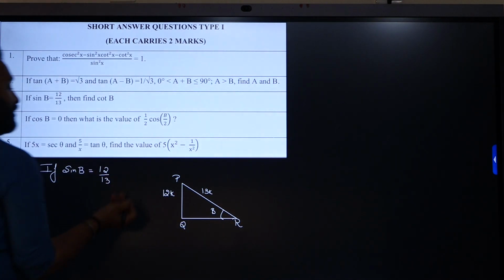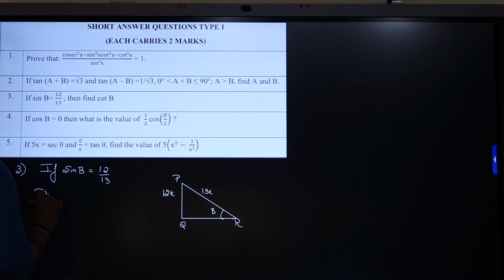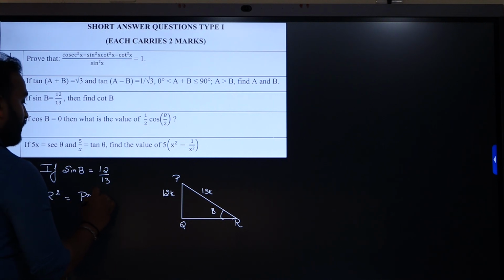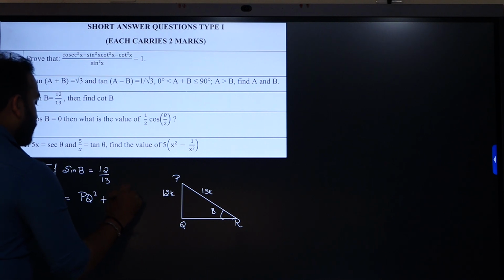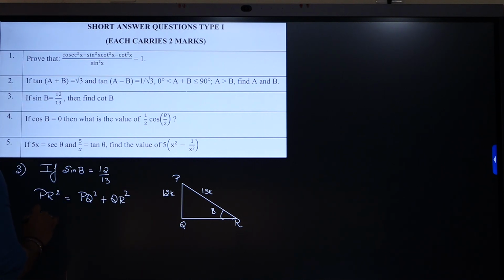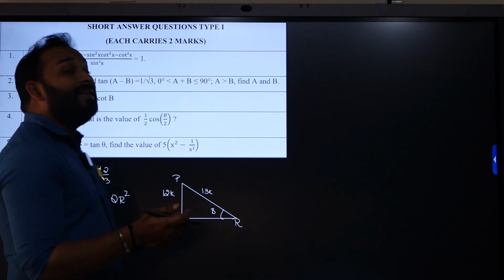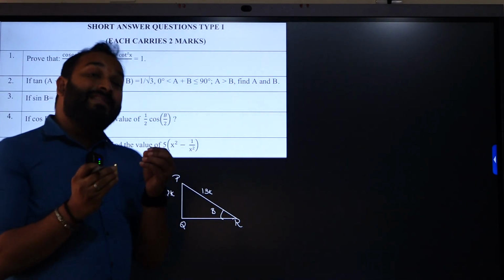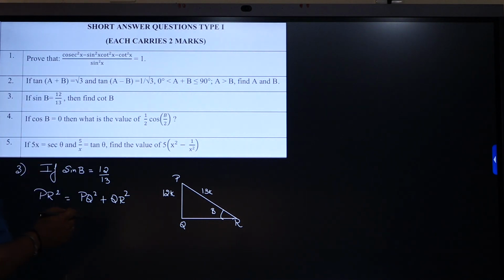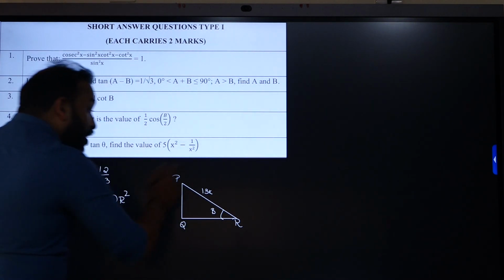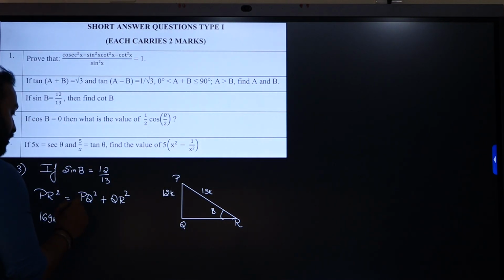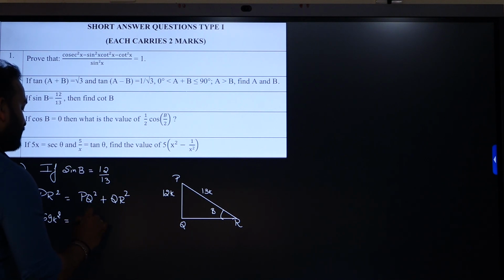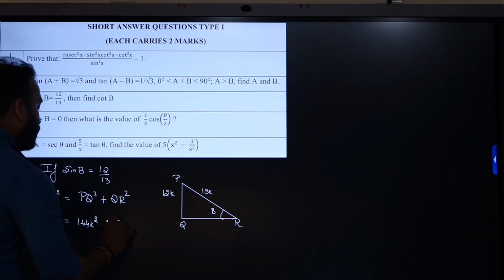Yes, in that case, children, using Pythagoras theorem, you can easily write PR square is equal to PQ square plus QR square. So PR square is 169K square. And why are we taking K? Because it's a ratio. They are not given the sine value, they are given the ratio there. Okay? Whenever they are given a ratio, you are supposed to take it in that way, children. So here PQ square is what? 144K square. You know 12 square is 144K square plus QR square.